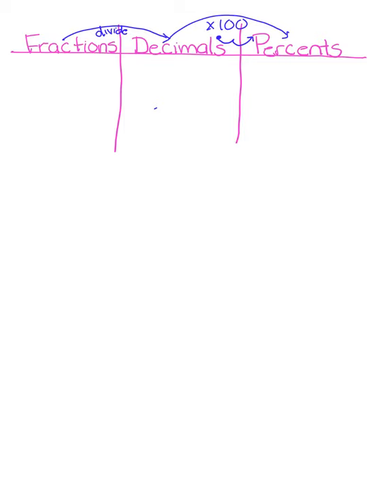And what about when we go backwards? Well, when you start at a percent and you move to a decimal, you're going to divide by 100. And we know that has an effect. That takes the decimal point and moves it 2 places to the left.